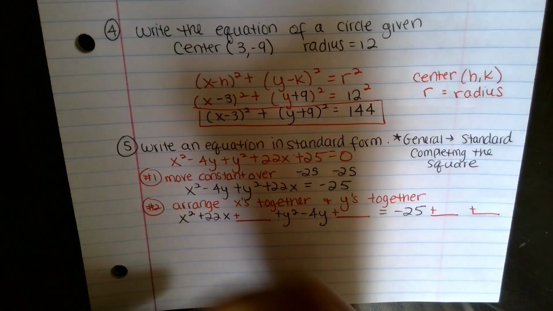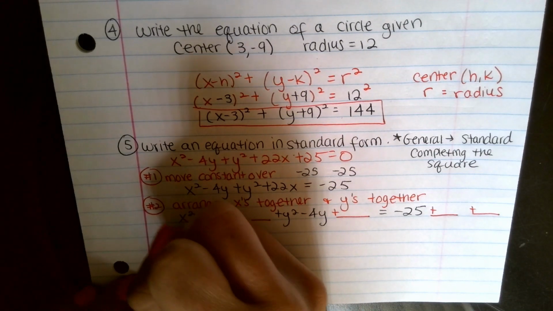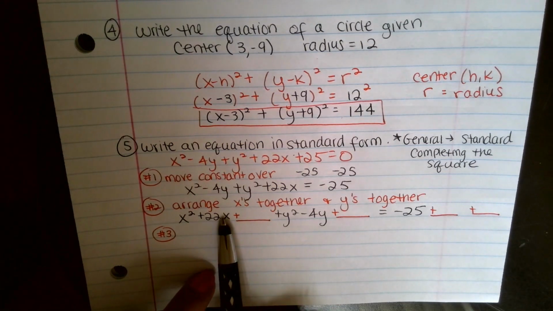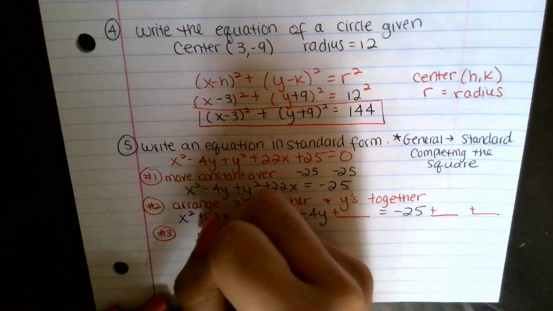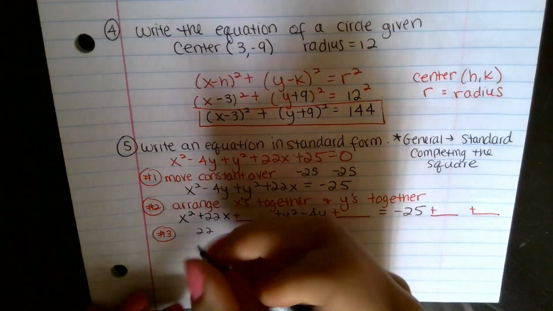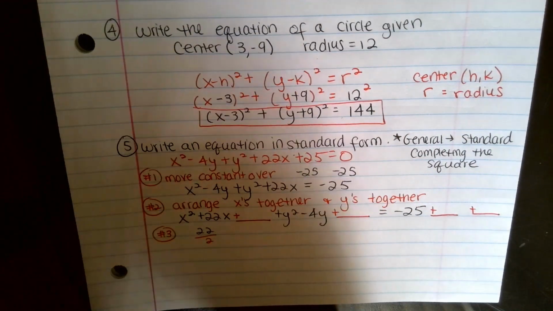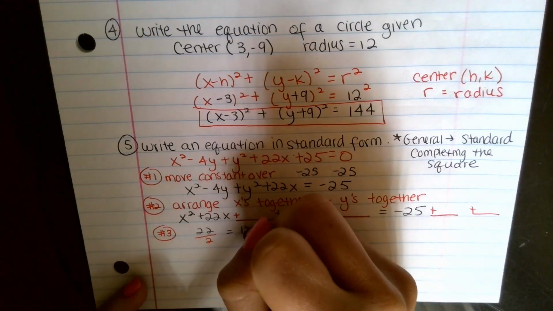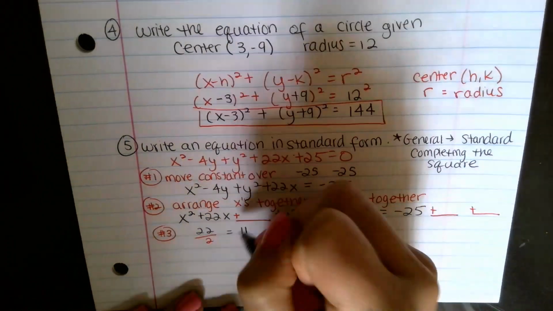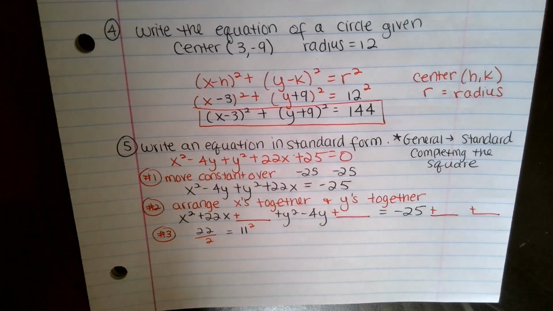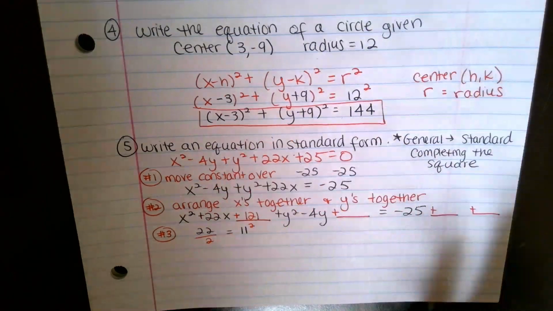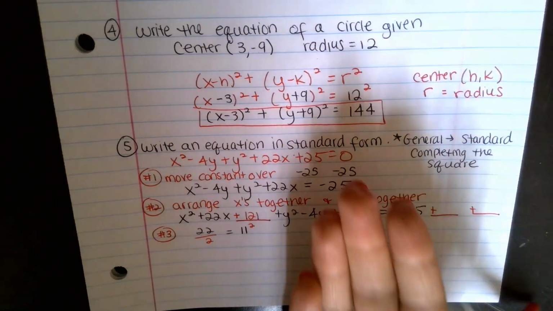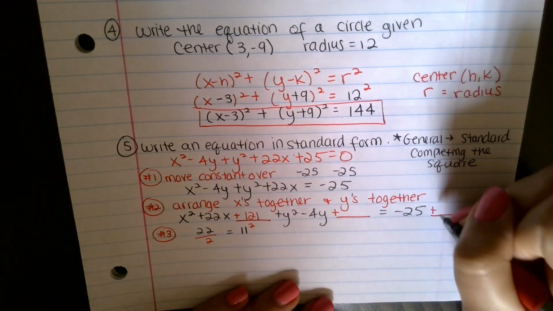Okay, so step 3. The coefficient of x, the 22. That number, you're going to take that number, divide it by 2, and then you're going to square it. So I get 11, and then I square it. We're completing the square, so that's going to give me 121. Whatever you do on one side of the equation, you've got to do on the other. So I'm going to add 121 over here.